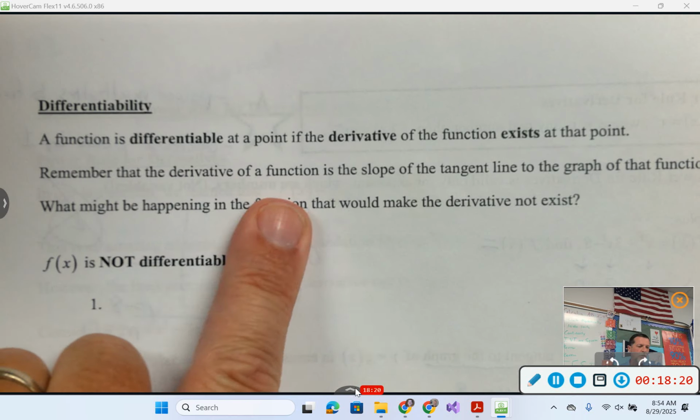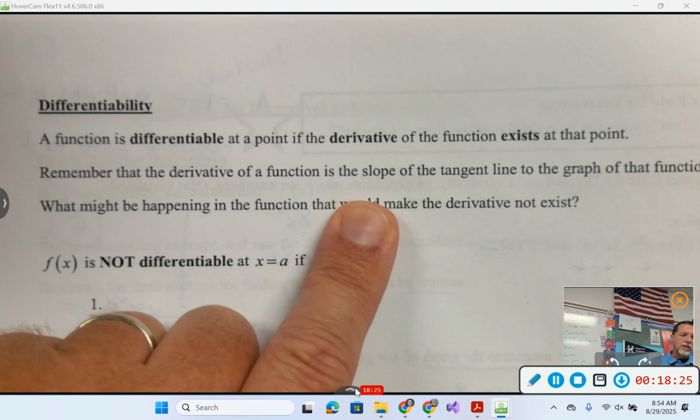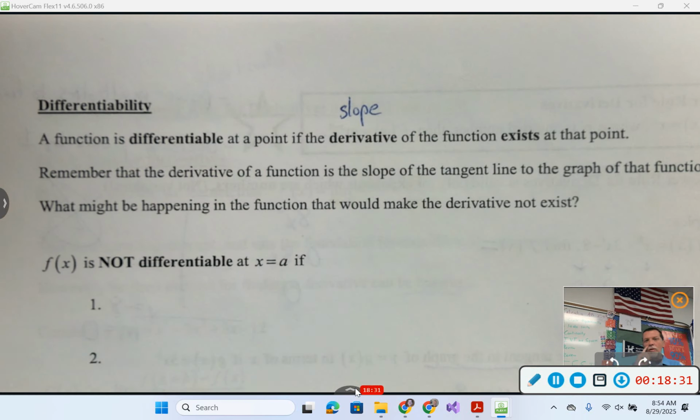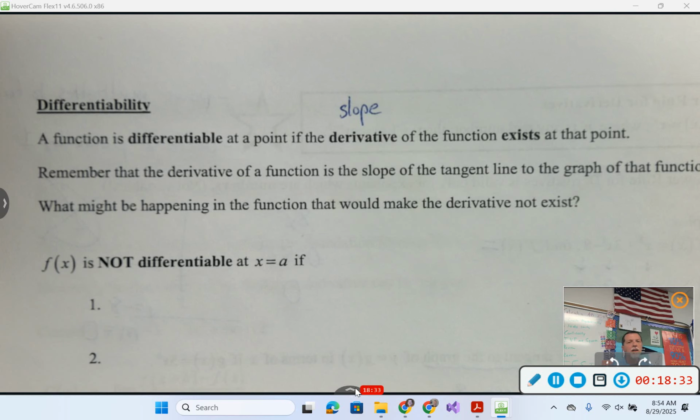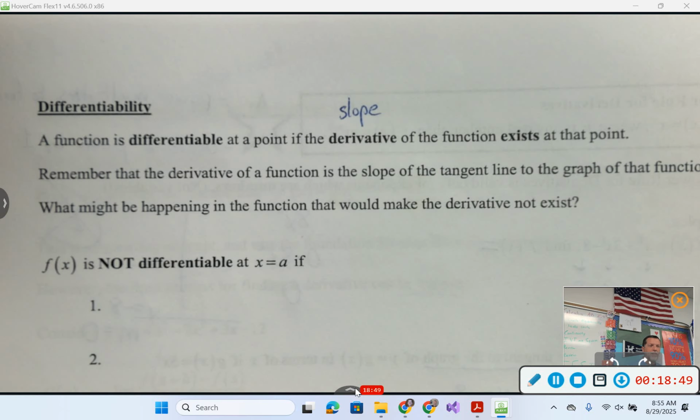A function is differentiable at a point if the derivative of the function exists at that point. Well, remember, derivative and slope are not quite interchangeable, but pretty close to it. So if you'll just remember that differentiability means, does a derivative exist, which is the same question as, does the slope exist? So we're going to translate this back into algebra language, and I think that will make this easy. Because we're still new with derivatives, but we're pretty good with slope. So let's think in terms of, does the slope exist?